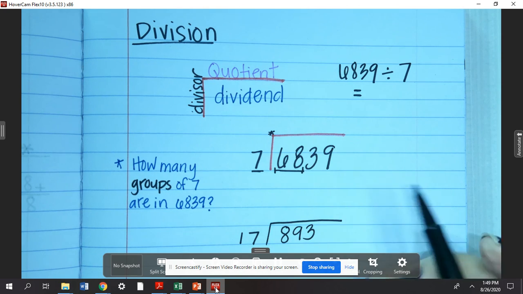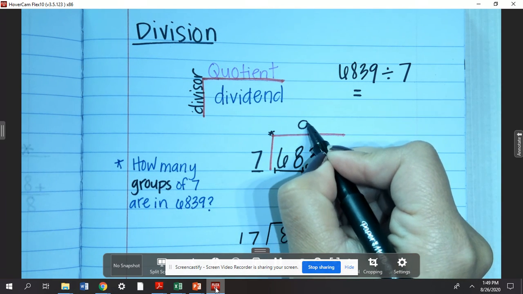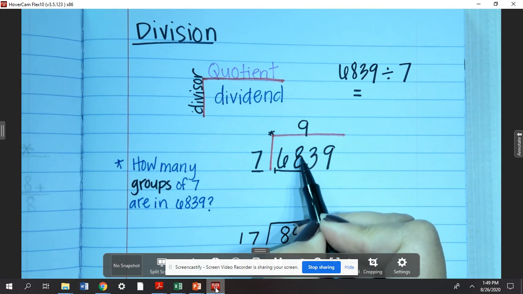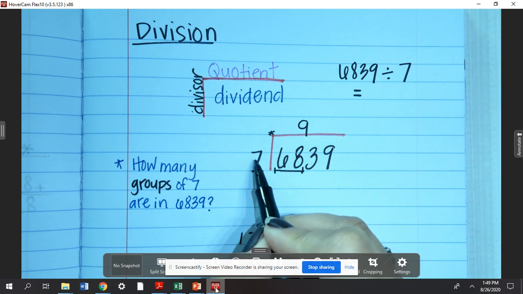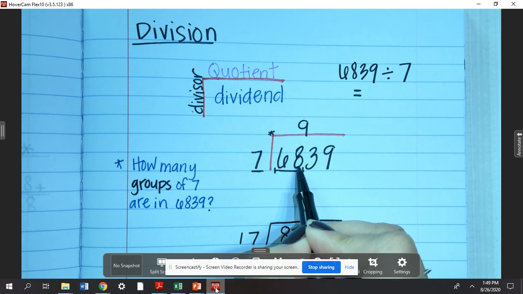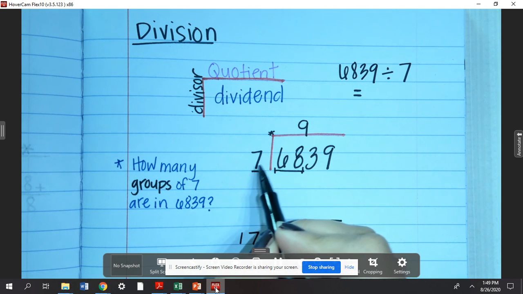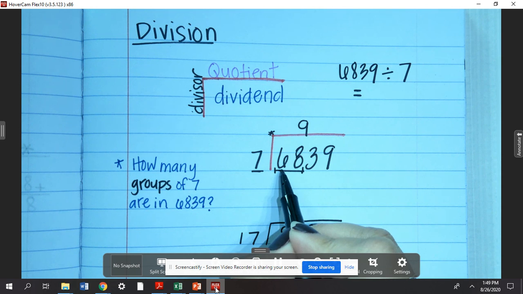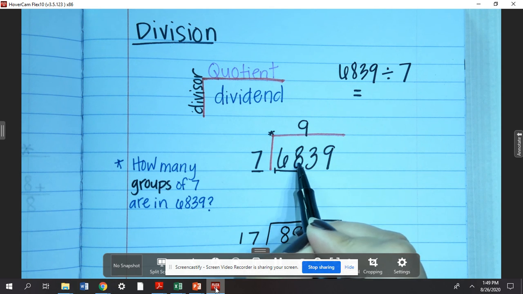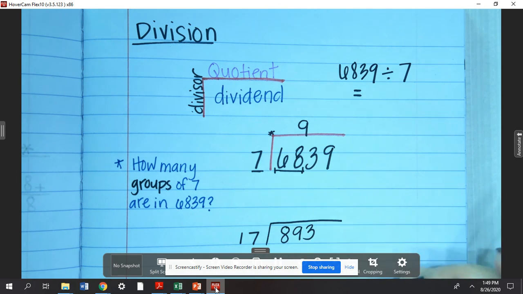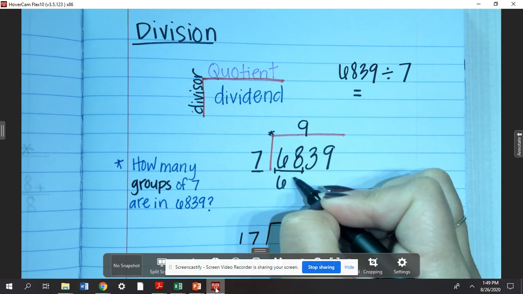So I know that 7 times 9, now notice I put my 9 directly above my 8. And the reason why is I'm asking myself how many groups of 7 are in 68. If I put my 9 here, then it looks like I'm saying that there are 9 groups of 7 inside of 6, and that's not true. So I'm putting my 9 right above my 8 to include 68. So I know that 7 times 9 is 63.